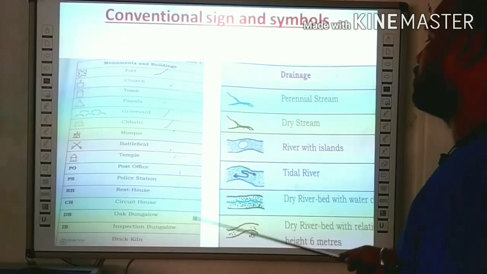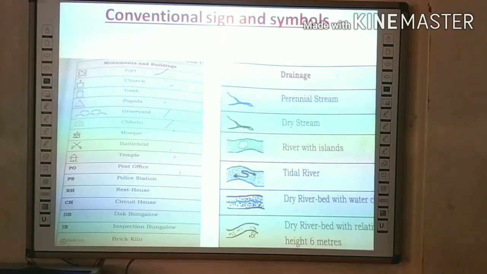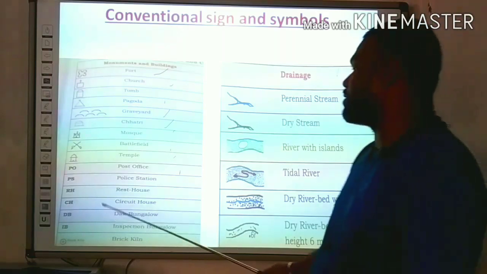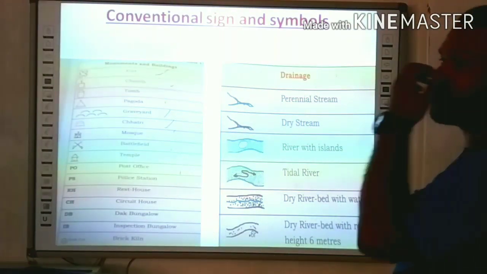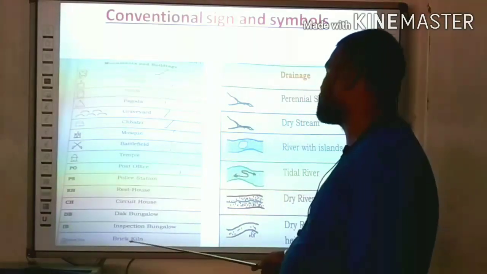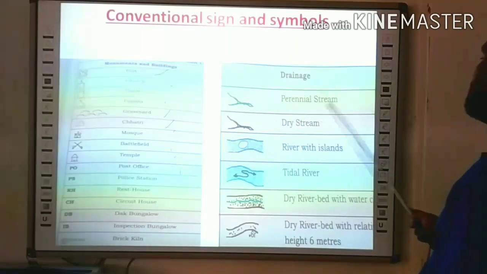Now what is a circuit house? This is a government guest house, or you can say a rest house. And what is a dak bungalow? This is a government building where government officials on duty can stay.